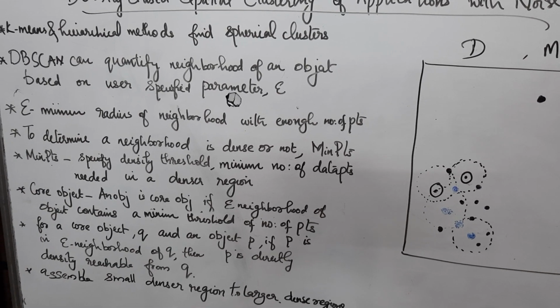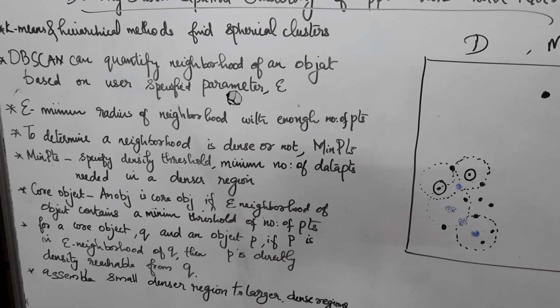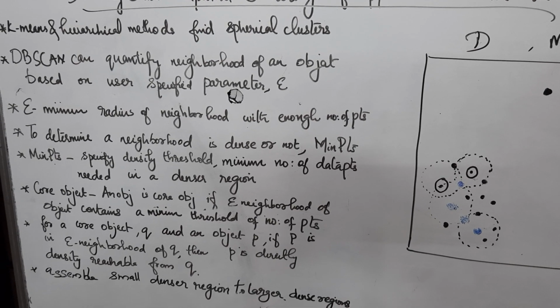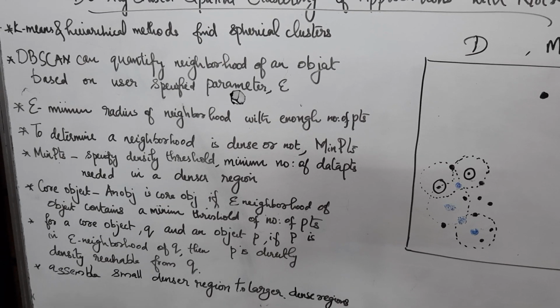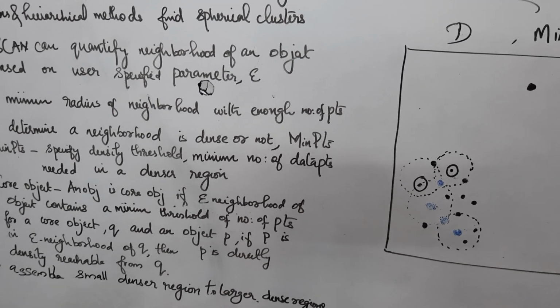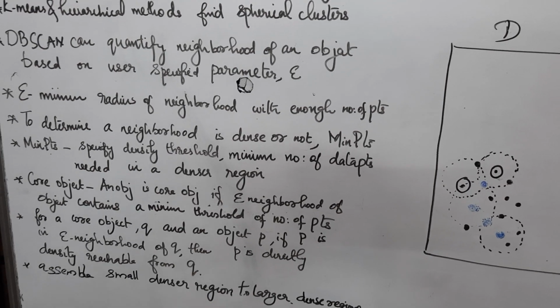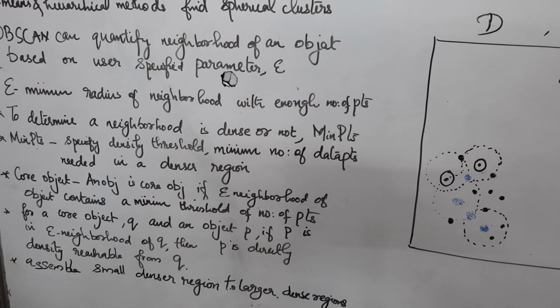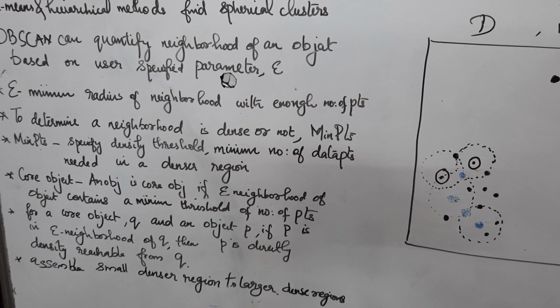What is epsilon? Epsilon is the minimum radius of a neighborhood with enough number of points. That means we are setting a minimum number of points that should be there to make a cluster. If such a number of points are there, then the radius of that neighborhood is called epsilon.